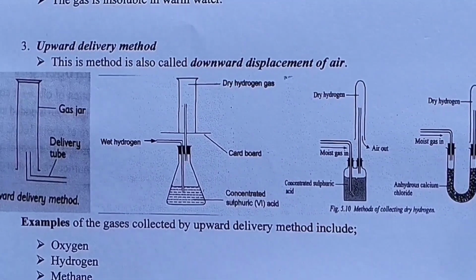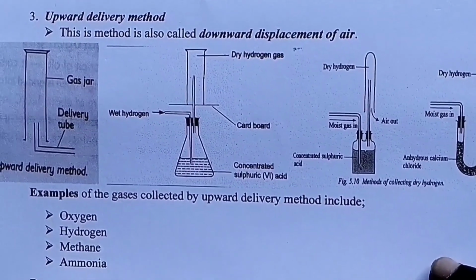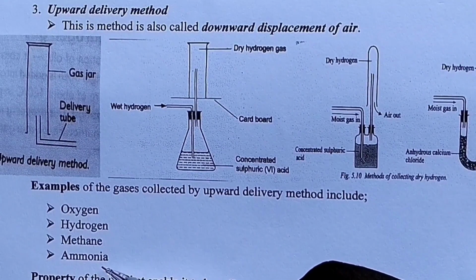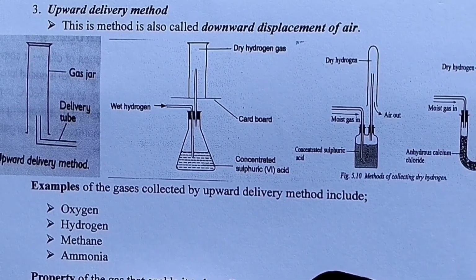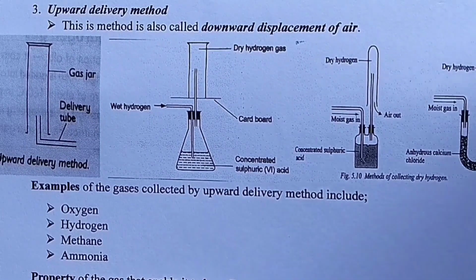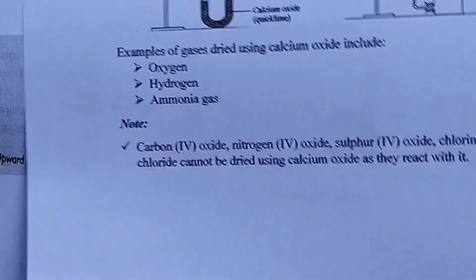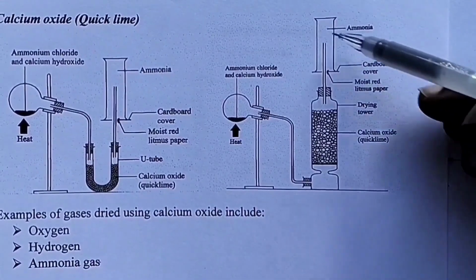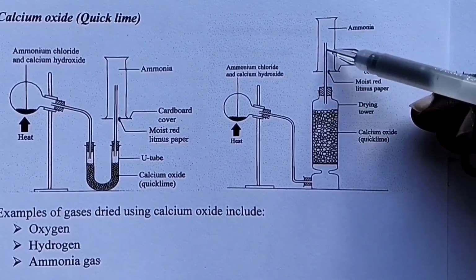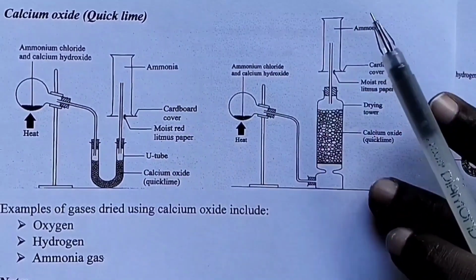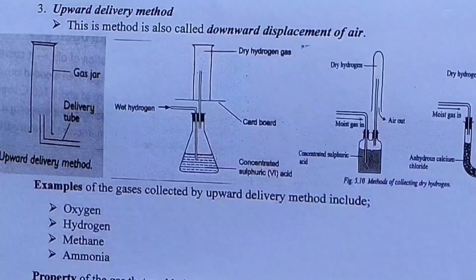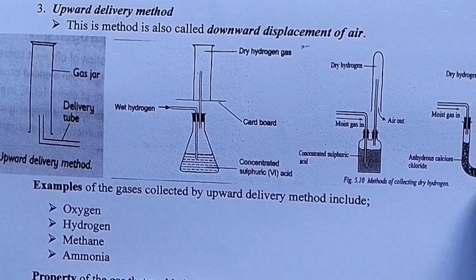Okay, let's see examples of the gases collected by the upward delivery tube. They include oxygen gas, hydrogen gas, methane gas, and also ammonia gas. If you check all these gases, they are collected by the upward delivery tube. So we want to see how ammonia gas is collected. If we check this diagram, we have ammonia gas here, and this ammonia gas is collected by the upward delivery tube. This delivery tube is upward. Ammonia gas is an example of a gas which is collected by the upward delivery tube or downward displacement of air.